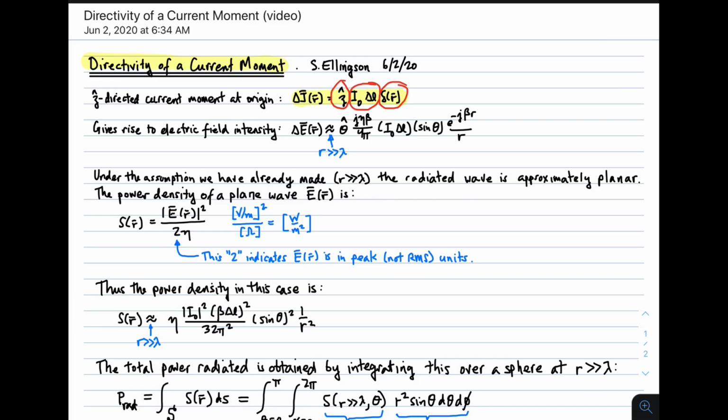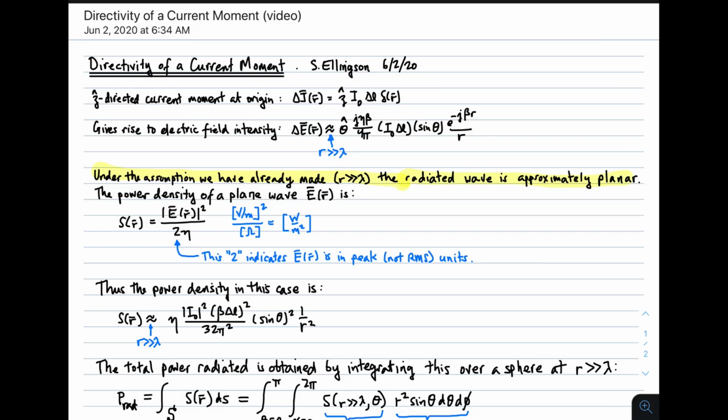And also in a previous lecture, we have identified the electric field intensity, which is radiated by this simplest possible distribution of current. And for distances which are much greater than a wavelength away from the origin, it is this relatively simple expression, recognizable as a spherical wave. Now, under the assumptions that we've already made, this radiated wave is actually approximately planar.